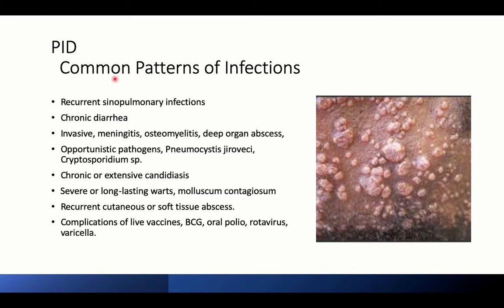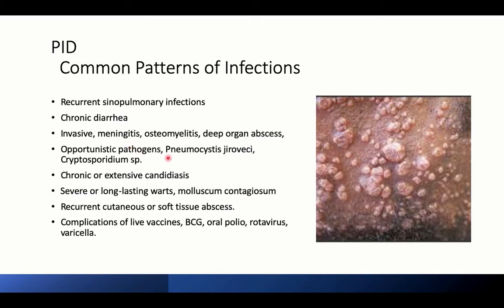Let's start with the common pattern of infections associated with PID. Recurrent sinopulmonary infections, having recurrent sinusitis, otitis media, pneumonia, bronchiolitis, and so on. These can present with PID. Also chronic diarrhea. Invasive infections like meningitis, osteomyelitis, and deep organ abscesses. All these should raise suspicion.